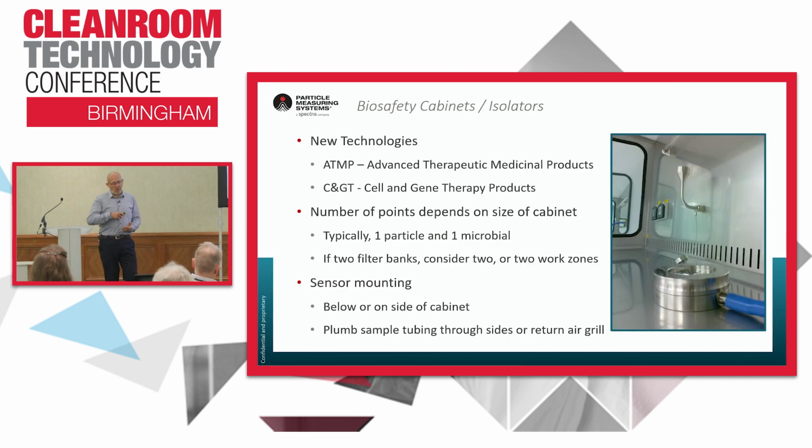Some of the newer technologies in ATMPs and cell and gene therapy products, some of this work is done more in microbiological safety cabinets or isolators. Typically one non-viable, one viable microbial sensor. If it's a bigger system, maybe a 4-glove isolator, might be 2 filter banks, so you could maybe look at 2. And again, is it 1 work zone or 2 work zones? How many operators are in there? Sensors mounted below or on the side of the cabinet, like some of the sketches in the 21 document that gave some ideas there.